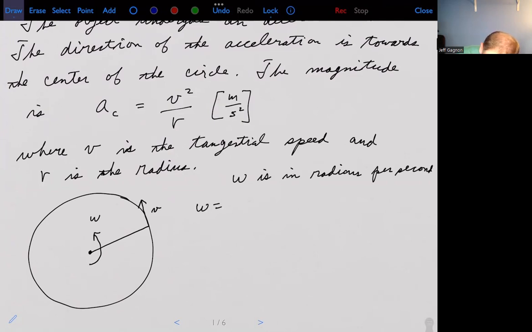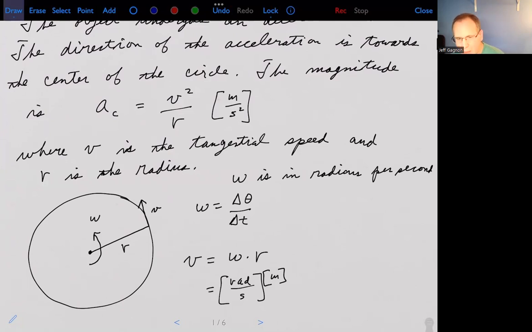See, so omega basically is the change in the angular position divided by change in time, right? It's how many radians it's sweeping out per time. So if that's omega, the v we have is the speed, and let's say the radius is r, then it turns out that v, that velocity, can be written as omega times r. So let's check units here. Well, omega is in radians per second. r is in meters.